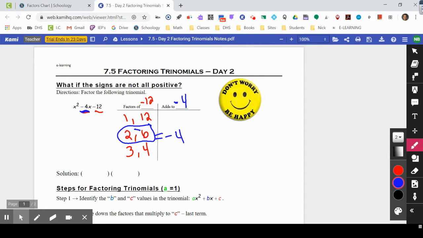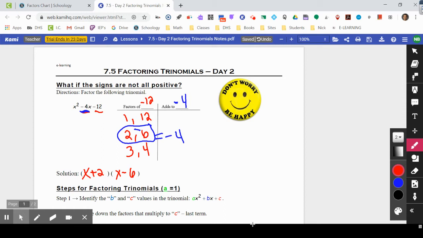So now that I found my factors here and I figured out which one was negative and which one was positive, now I'm ready to write in my solution. Again, my solution will always be 2 binomials, and it'll always be x and x for these types of trinomials. Except now, one of these is going to be positive and one of these is going to be negative. So this 2 is positive, so I'm going to have an x plus 2 times an x minus 6. So now the signs are important and the order matters, right?